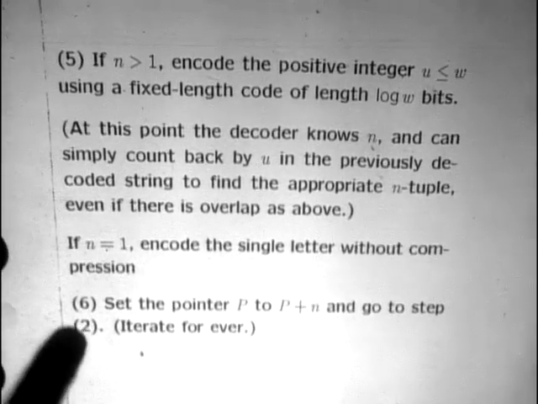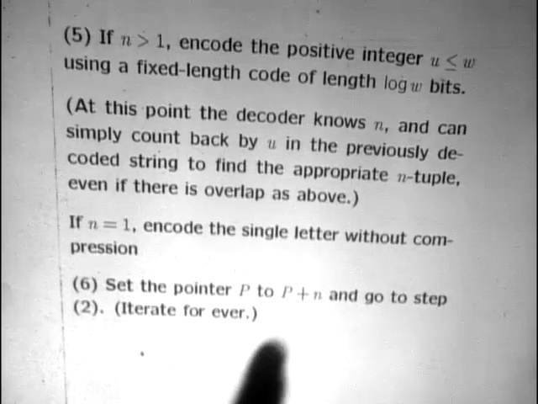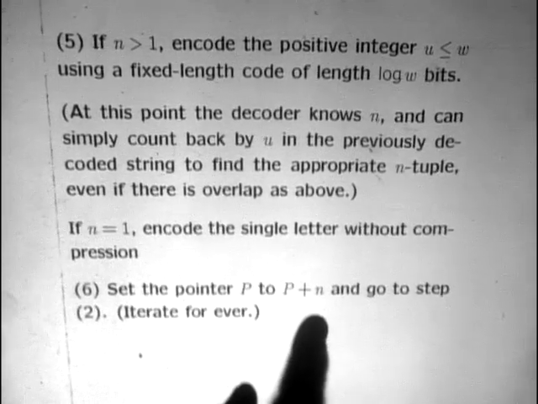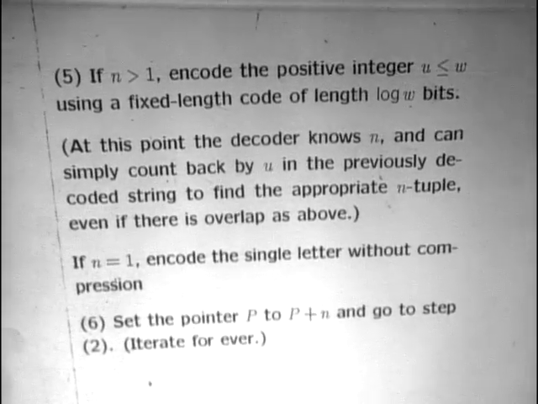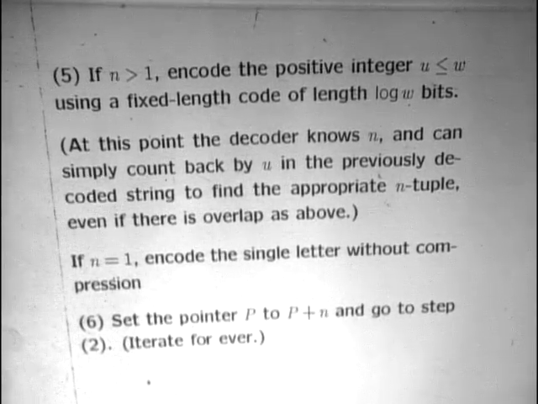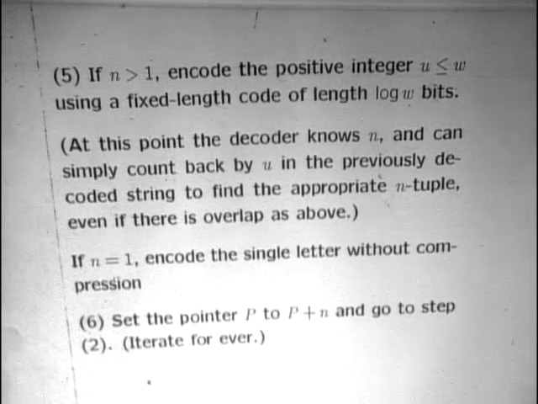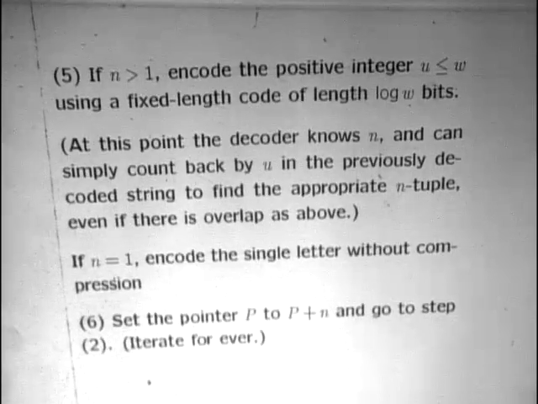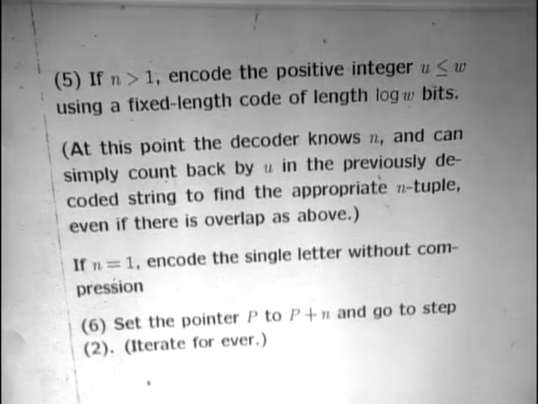And the next thing, as you might imagine, is you set the pointer to p plus n because you've encoded n digits, and you go to step 2. Namely, you keep iterating forever until the source wears out or until the encoder wears out or until the decoder wears out. And you just keep going. So that's all the algorithm is.